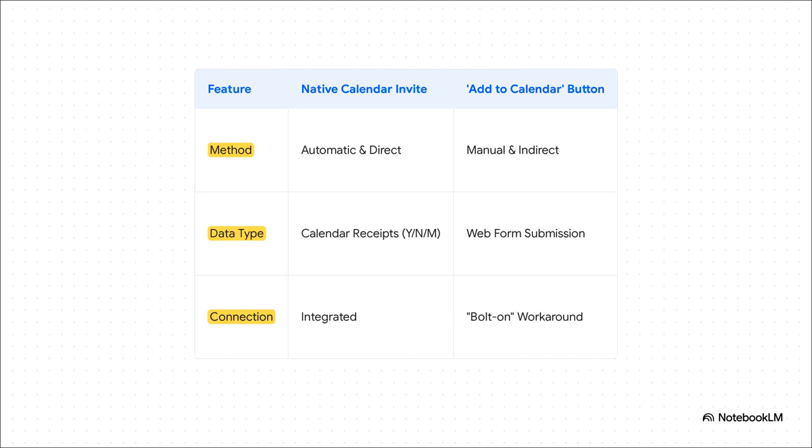Okay, round two, data collection. The new method is automatic and direct. Those yes, no, maybe clicks come straight back to the organizer as what you could call calendar receipts, giving you real-time RSVP data without making the user do any extra work. The old button needs a clumsy, bolt-on web form, and then all that data has to be manually pieced together. Once again, the winner is pretty clear.